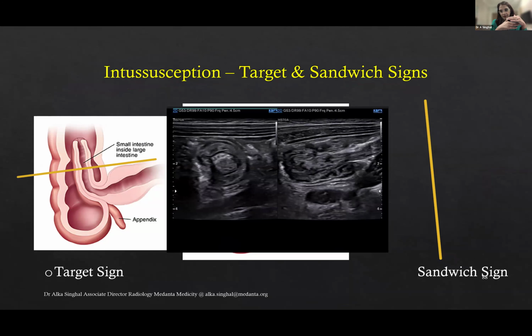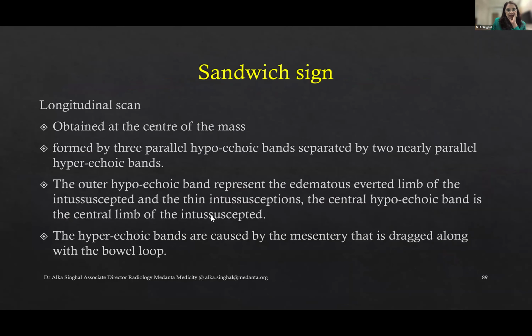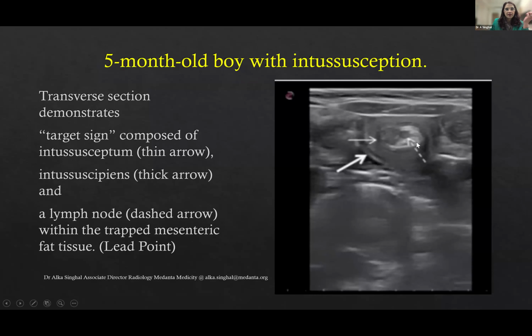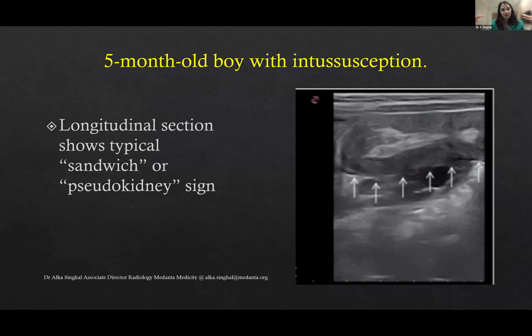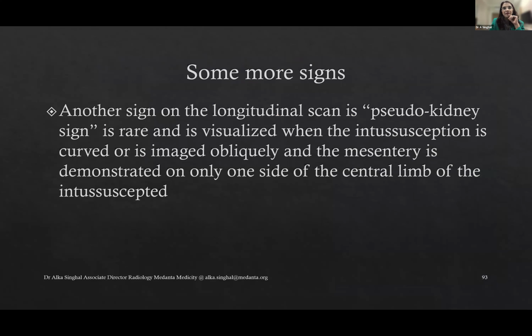Based on the bowel walls, inside and outside, right? So how is the sandwich sign formed? With three parallel hyperechoic bands separated by two hypoechoic bands, representing the various walls. And the same on color Doppler, you will have a twisting of the vessels that you'll be able to appreciate. That will give you a cue. In a longitudinal scan, the typical sandwich sign or the pseudokidney sign, right?